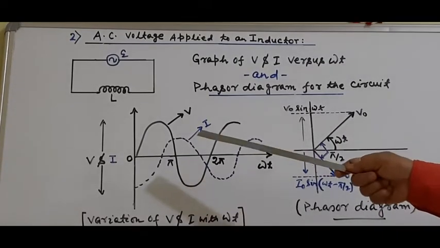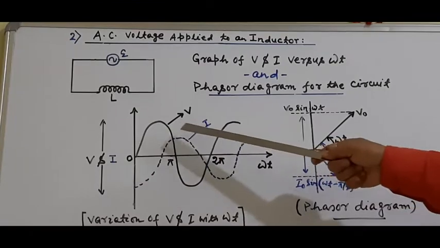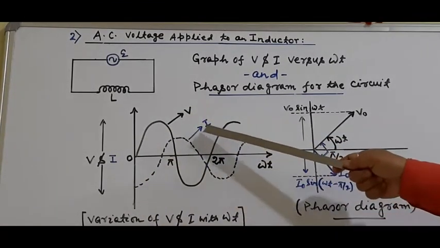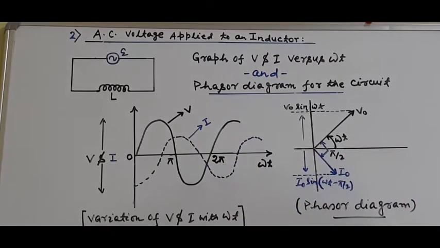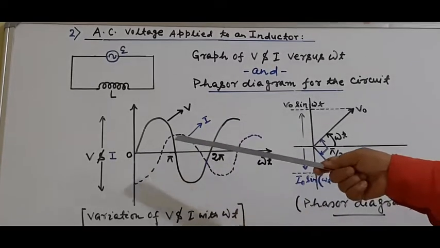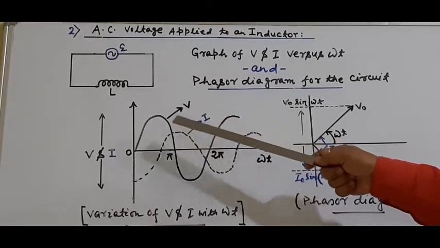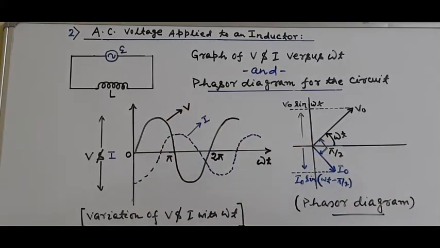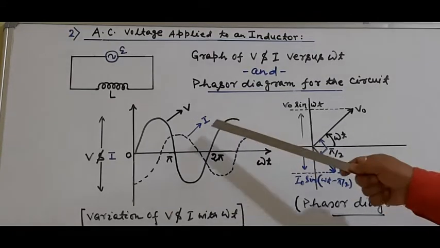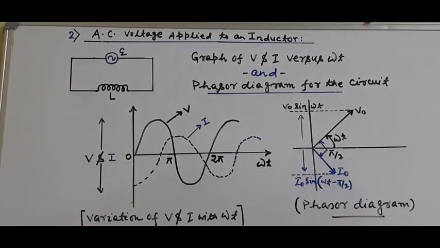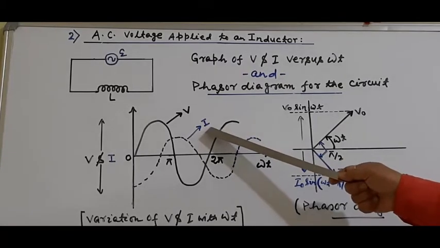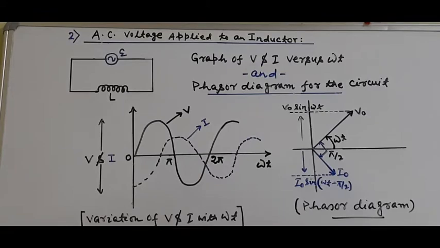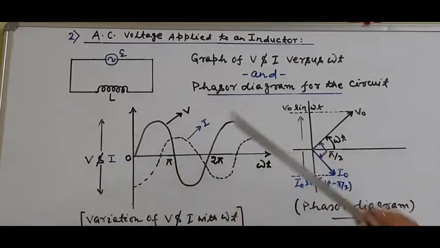Look at this graph. The solid line represents the alternating voltage and the broken line represents the alternating current. So from this graph it is quite clear that voltage attains its maximum value or peak value a quarter of a cycle earlier than the current. Or we can say the current attains its peak value or maximum value a quarter of a cycle later than the voltage.